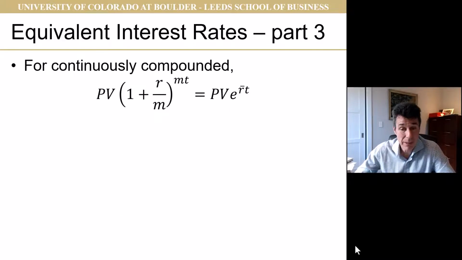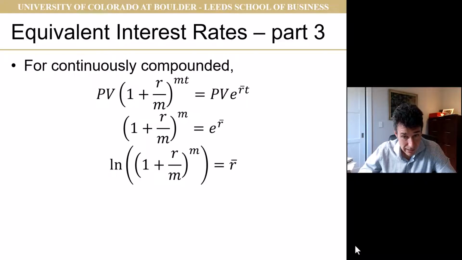For continuously compounded rates, I can do exactly the same thing. Present value times (1 + R/M)^(MT) equals present value times e to the R bar T. This time R bar is the continuously compounded rate. We do some math, and we can find R bar. So here, if I know my, let's say, semi-annually compounded rate, I can calculate my continuously compounded rate using it. Equally, if I knew the continuously compounded rate, I can do some slightly different math and find the semi-annual compounded rate.